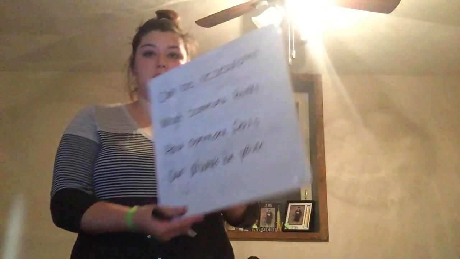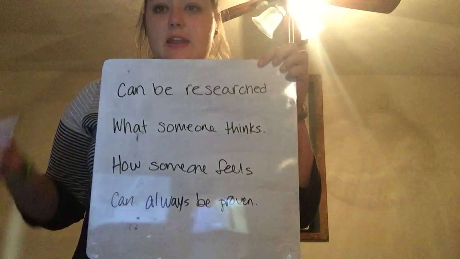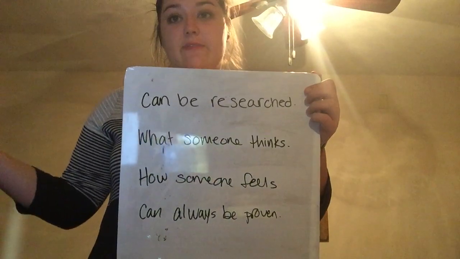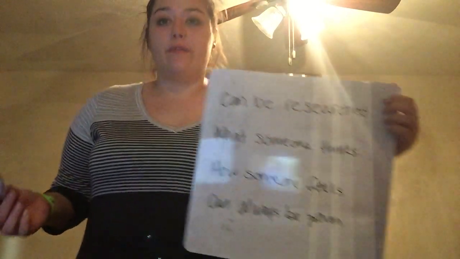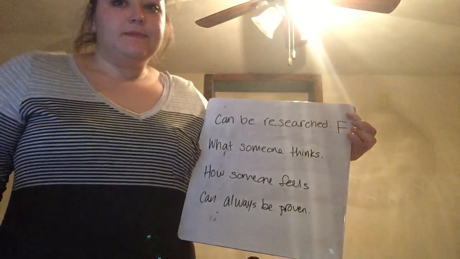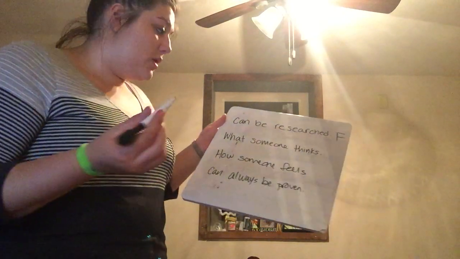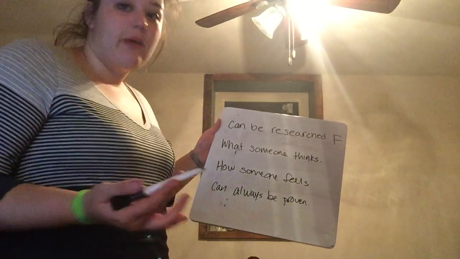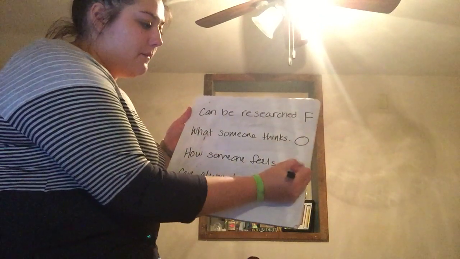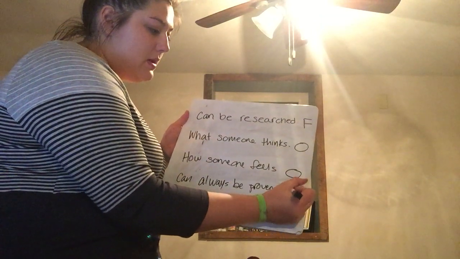Okay, so then I would just have this board up. I have can be researched. So I would ask them, what can be researched? Would it be a fact or an opinion if it can be researched? And hopefully the children would say a fact. So I would just write a little F up there for fact. And then we'd move on, what someone thinks. And hopefully the students will say opinion is what somebody thinks. And then we would keep going on, just so they understand the characteristics of facts and opinions.